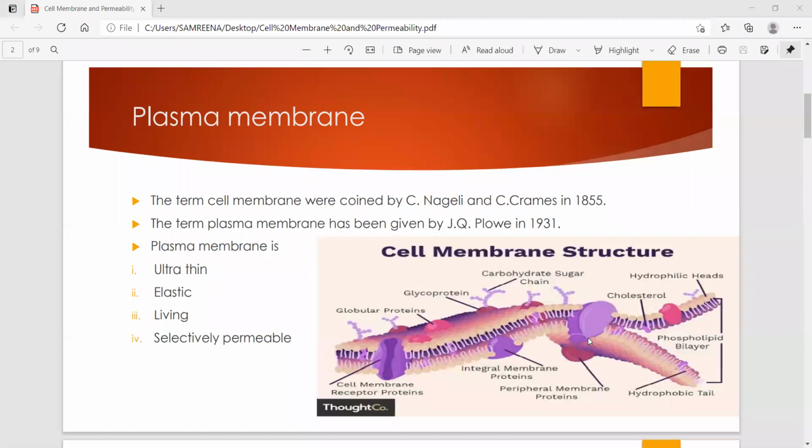Means they are fluid mosaic and selectively permeable, but there are certain proteins which differ. Proteins and protein receptors differ as per the function of the cell, but both the membranes have three components: lipids, proteins, and carbohydrates.